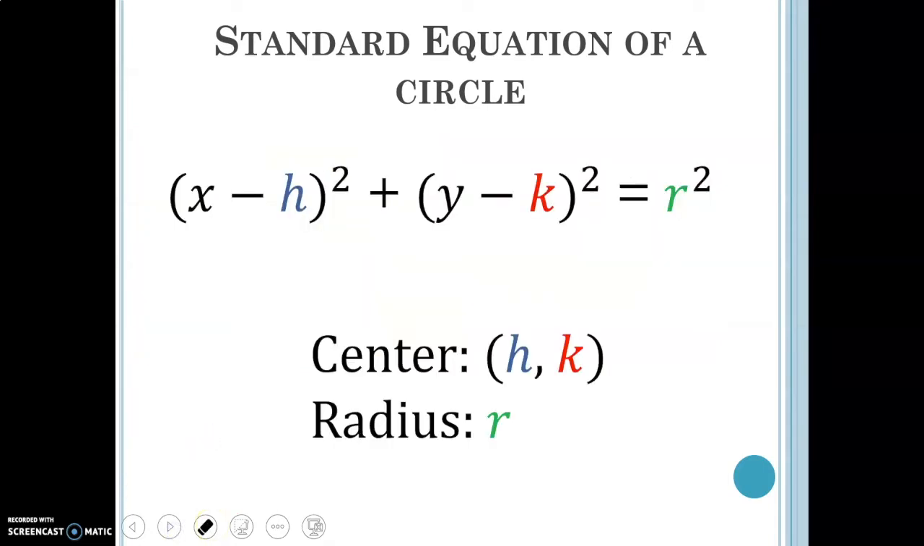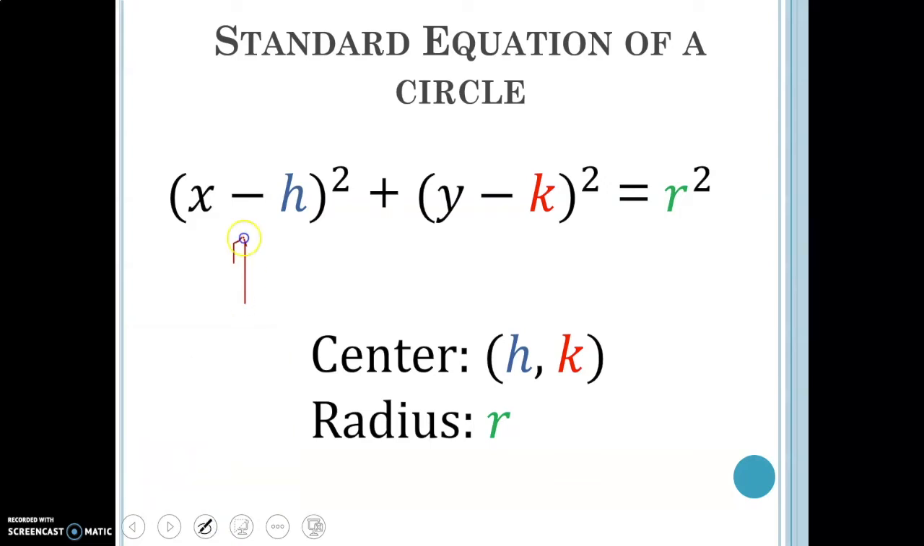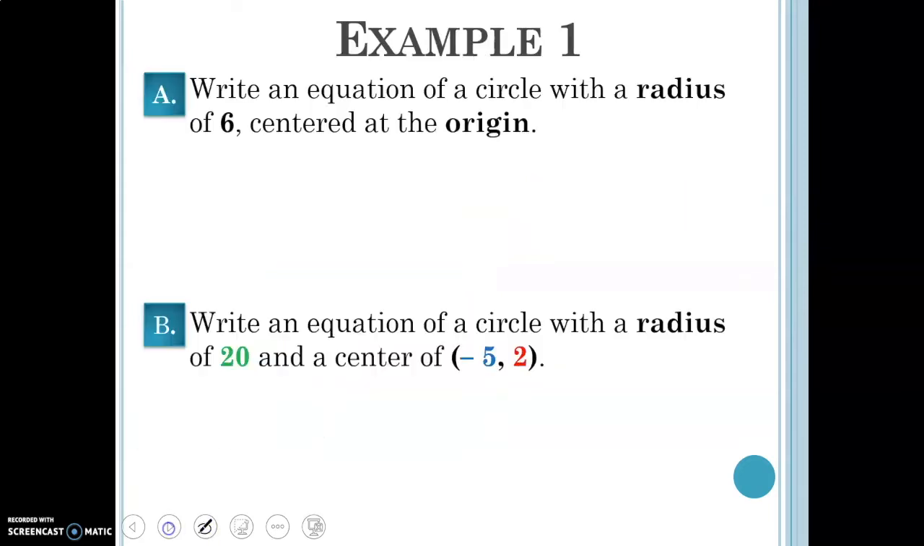Now, again, this is the standard equation of a circle, and I have it nice and color-coded for you. Keep in mind that there is a subtraction sign here at all times. There's a subtraction sign right there that you always have to be mindful of, and another one right there. Our center is (h, k), and our radius is r. So let's try some problems here.